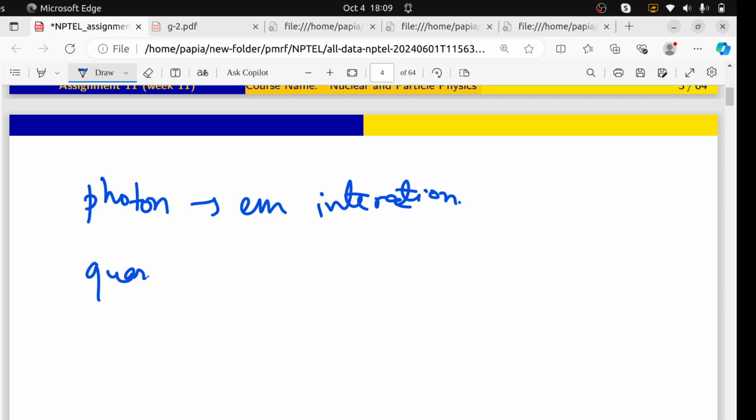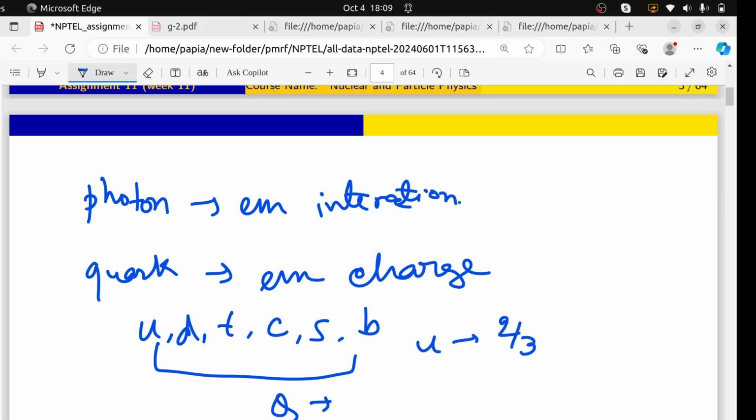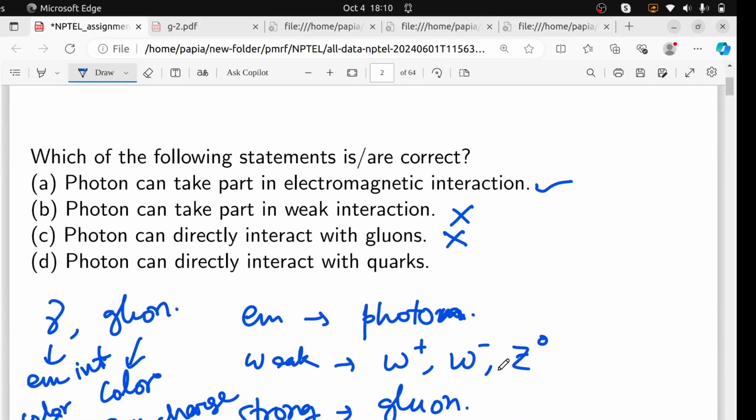Now, what about quark? Quark has electromagnetic charge, obviously, because U, D, T, then C, S, B, all have the electromagnetic charge Q, right? Like U has 2/3 e. Whatever the value is, we are not going to see that right now, but the value is non-zero. So that means quark and photon can directly interact, because quark has electromagnetic charge and photon is the mediator of electromagnetic interaction. So these two can directly interact. Okay, so photon can directly interact with quarks. So now the first as well as the fourth option are the correct ones.